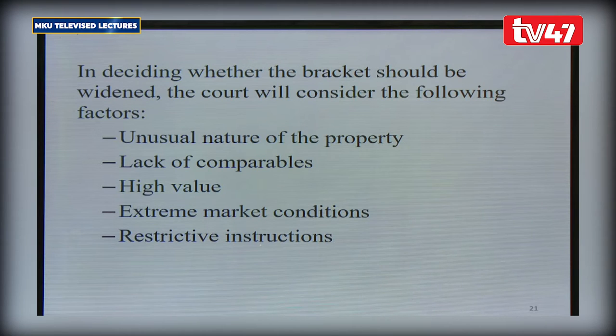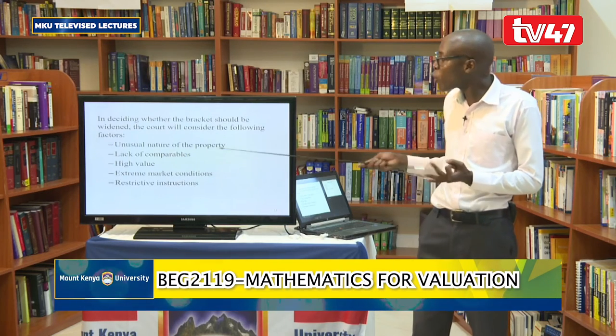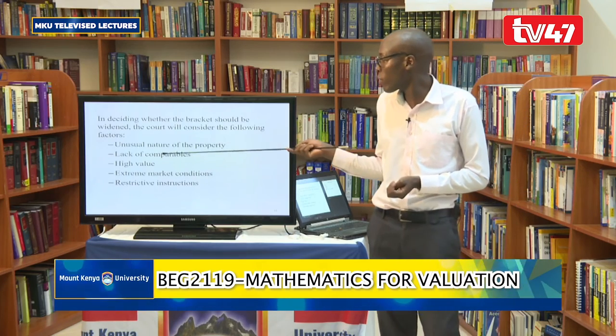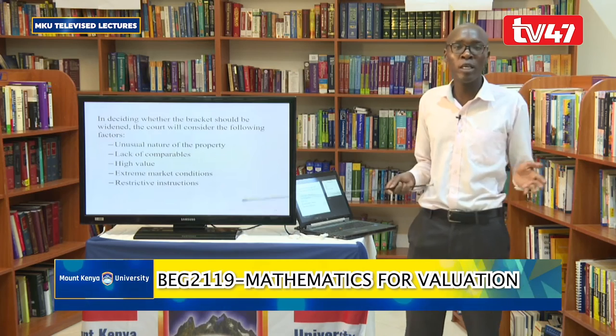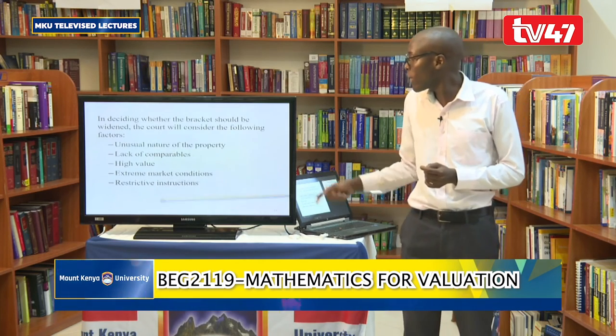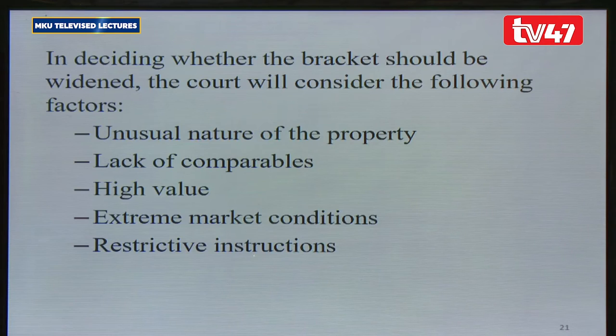Unusual nature of the property. A property, remember, of unusual nature, like a cemetery or a mortuary. Those are some of the unusual natures of property. Then the lack of comparables. Remember, like churches, it's very rare to find a church being sold. Then there's the high value of a property. These are institutions like ours, which maybe are being sold. It's very rare to find another institution like ours here in Thika.